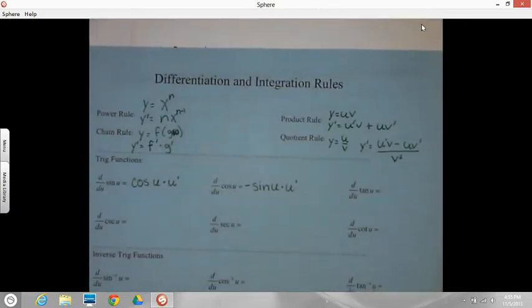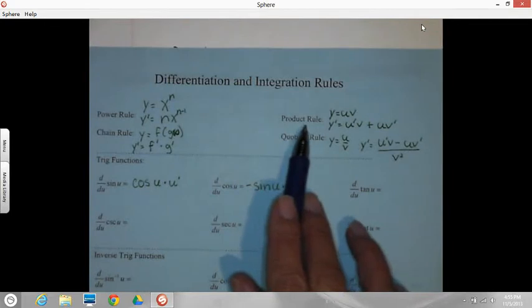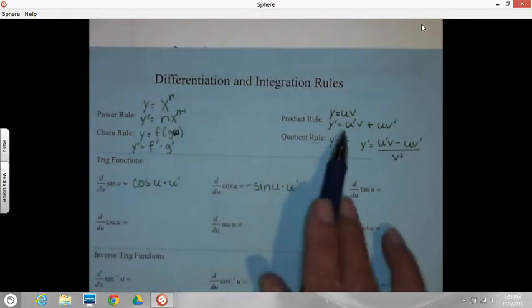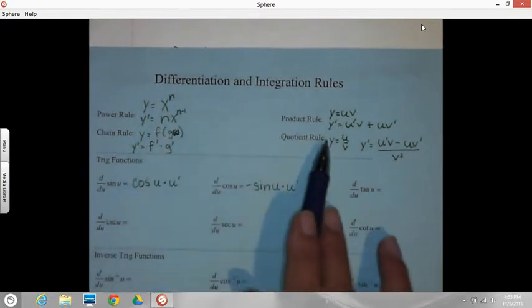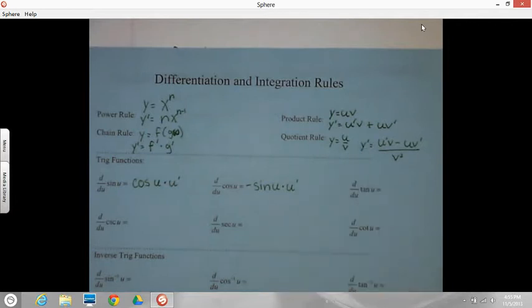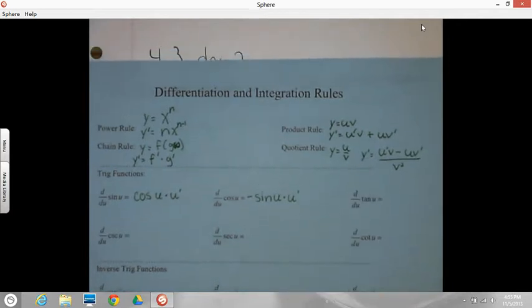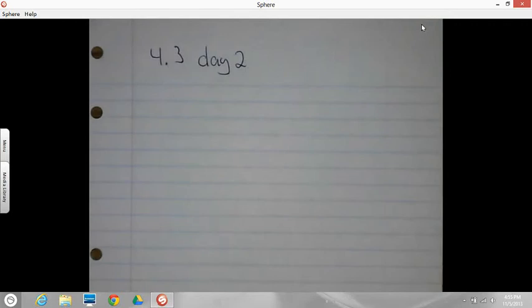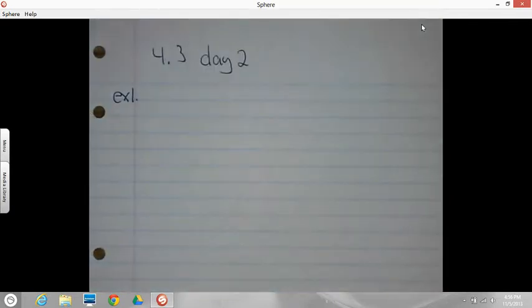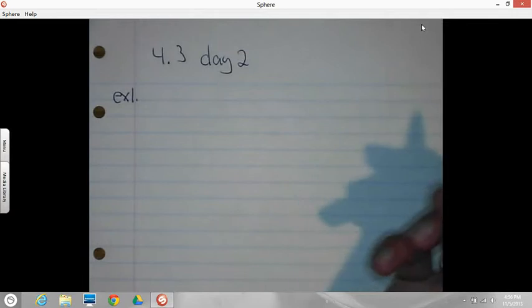Okay, remember you should be filling in your blue sheet. So at this point, you should have all 4 of the derivative rules filled in up here: power, chain, product, and quotient. So make sure that's filled in so you have it for the quiz and the test and the rest of it. Today, not a whole lot new. We are looking at just a couple of examples. We just really want to get good at these derivative rules because it's your lifeline in calculus.